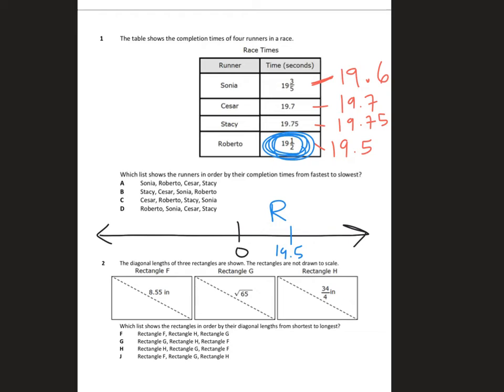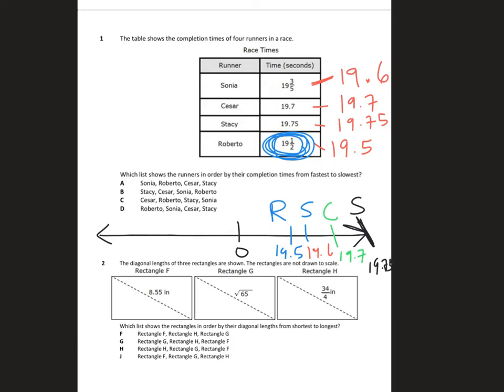Next, the next fastest is going to be Sonia at 19.6. So I'm going to put Sonia. I'm going to do Sonia in a different color so we can see it a little bit better. 19.6. Then the next one is going to be Caesar, because Caesar completed it in 19.7. And the last one, I'm going to do the last one in black. We'll say the last one is Stacy, and Stacy did it in 19.75, right?